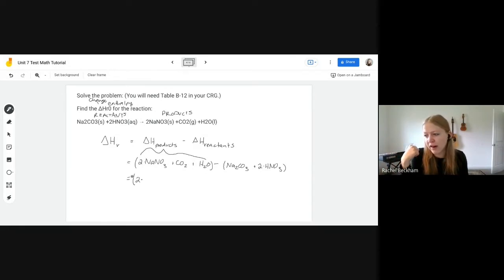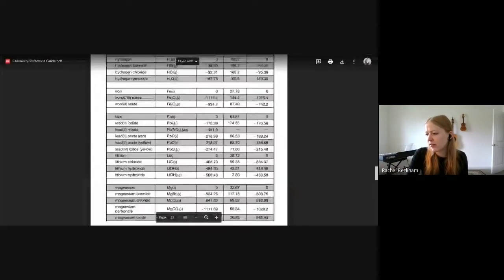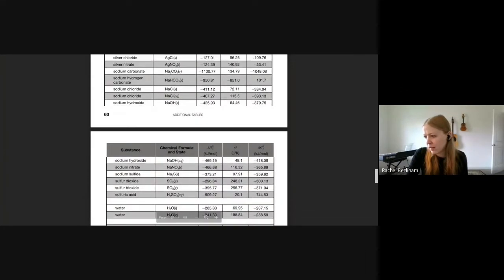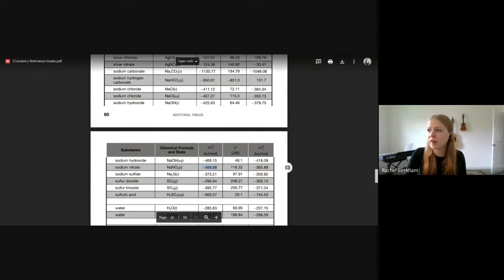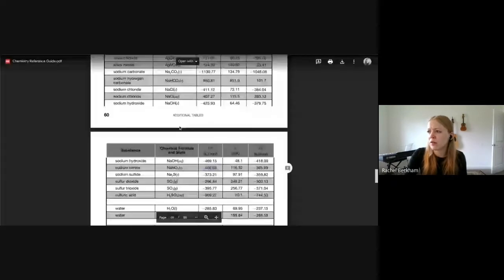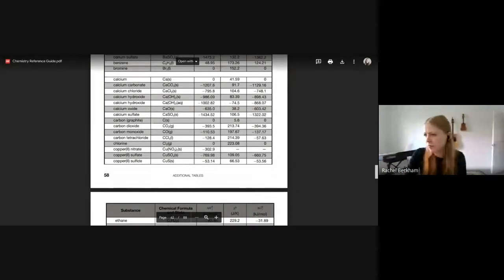So 2 times, and now I look up NaNO3. That's sodium nitrate, so it'll be in the S section, sodium nitrate, NaNO3. The delta HF is negative 466.68. Negative 466.68. And I'm going to put that in parentheses, like a double parenthesis, so that I know the order of operations there. Plus CO2. I'm going to find carbon dioxide. Looks like it's negative 393.5.